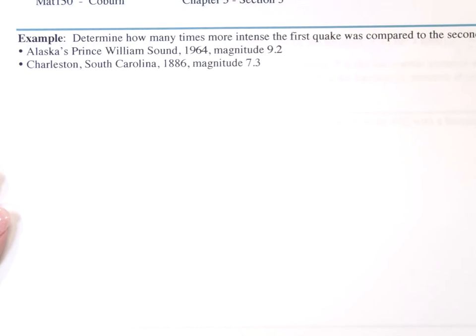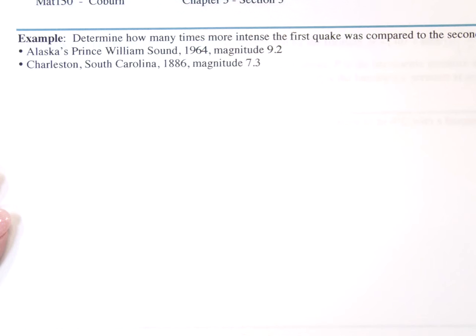Determine how many times more intense the first quake was compared to the second. We have Alaska's and Charleston, South Carolina. One is a 9.2, one's a 7.3. 9.2, that is significant. Holy cow. Wouldn't be one near a 9.2. 7.1's bad enough.